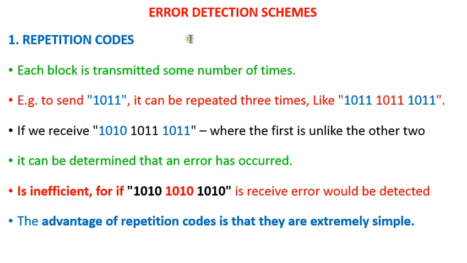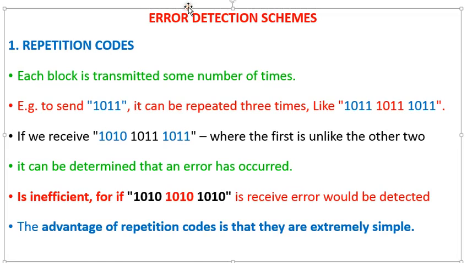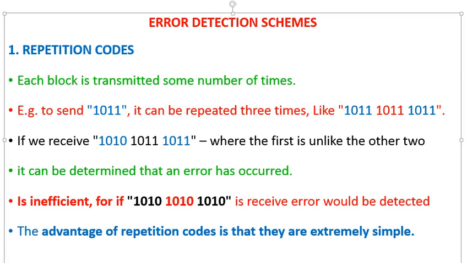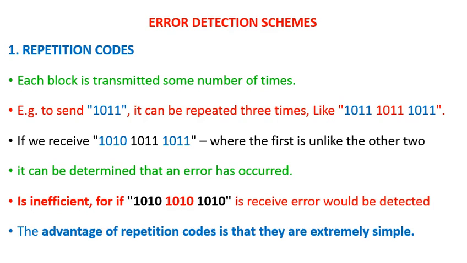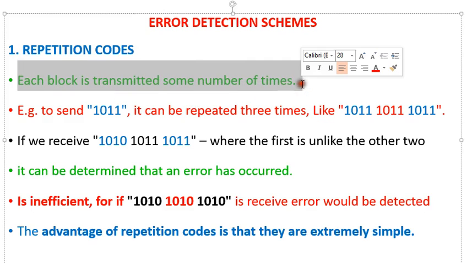Now, the error detection schemes, that is, what are the different methods we use for detecting errors in computer data transmission. Number one is called repetition codes. By repetition, as we know, is to do one thing more than one time. In this way, each block of data we are transmitting from the transmitter to the receiver, we send it some number of times, so that if all of them arrive accurately and the receiver sees that they are the same, then it knows there is no error.